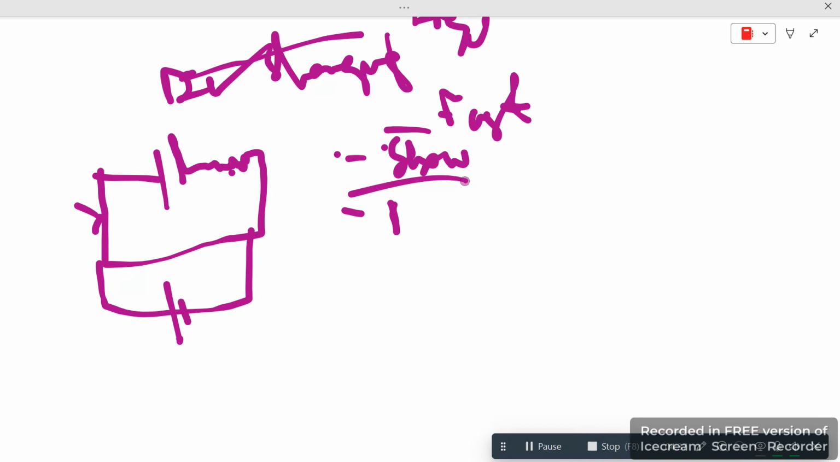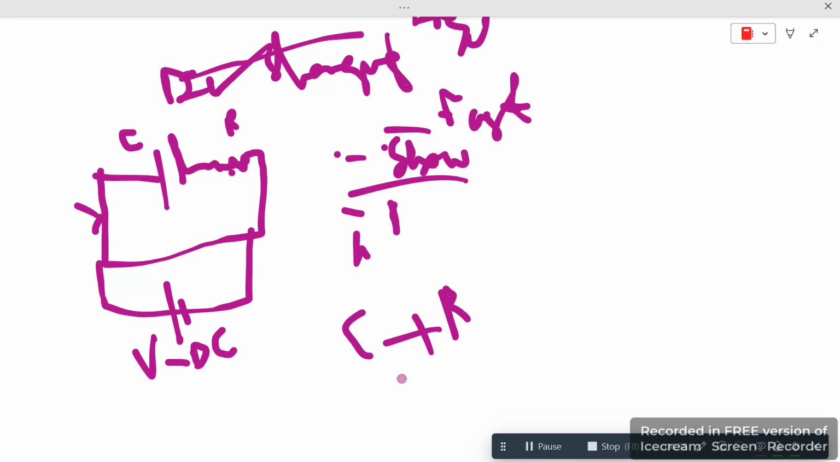So we can say when a capacitor is connected to a resistor, this is the resistor, and this is the capacitance, this is the battery volt, DC source, which is battery volt potential difference. Okay, so we can say when a capacitor is connected to a resistor, so C plus R.